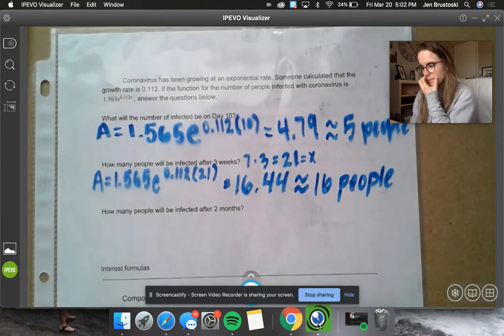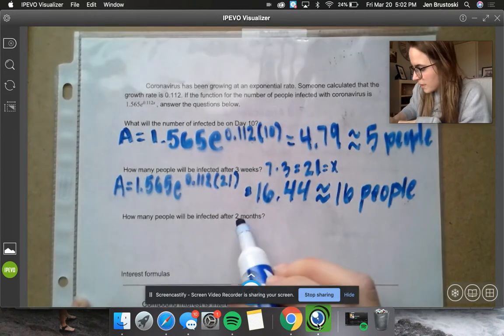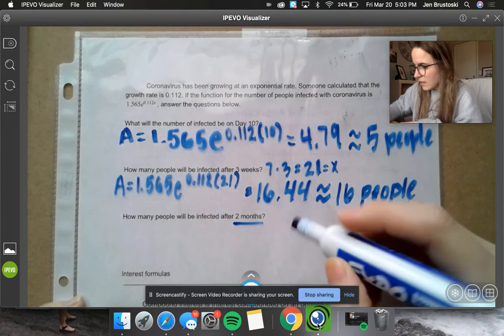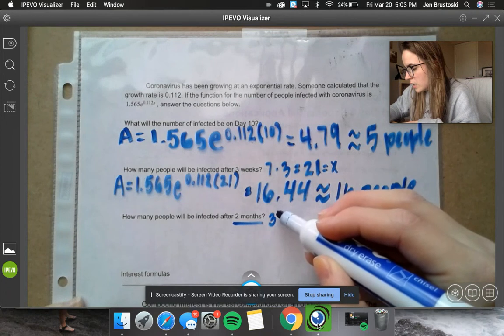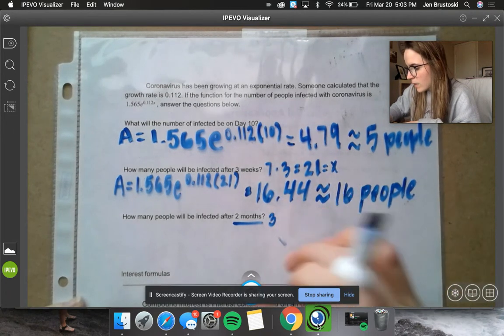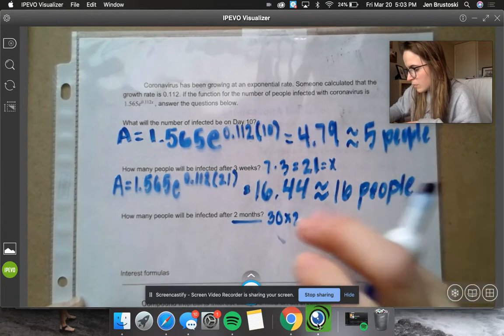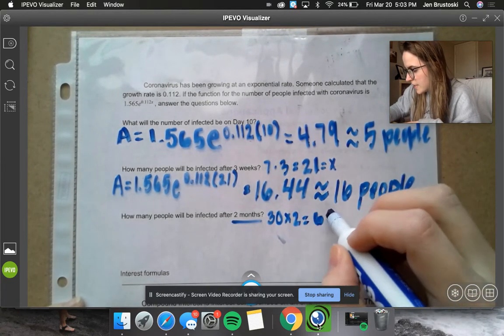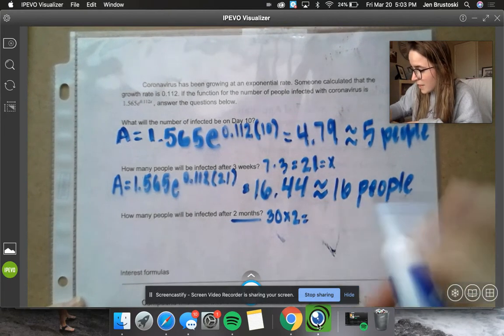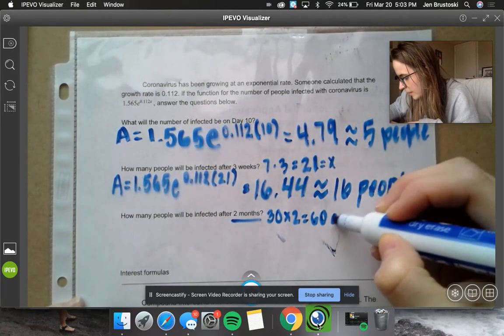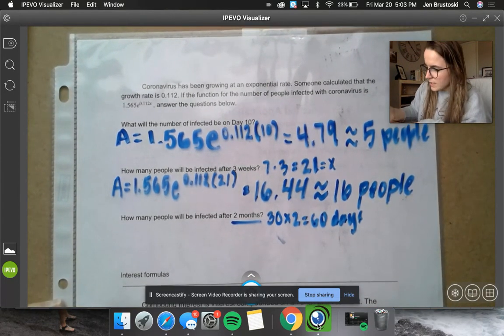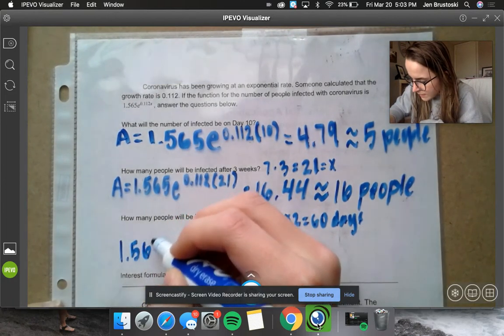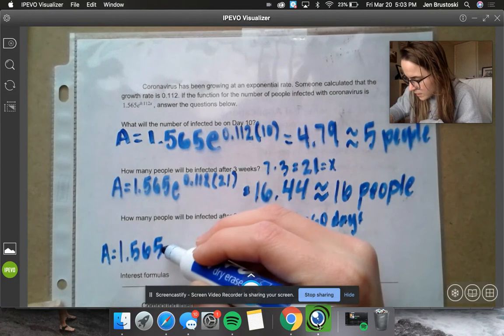So that's about 16 people. And then at the end of 2 months, let's go ahead and calculate that out. There are about 30 days in a month. We'll say 31. We'll stick with 30 days, multiplied by 2 because there are 2 months. So we have 60 days, which is about how many days we have now. So we'll test the validity of this here. We'll do 1.565 times e to the 0.